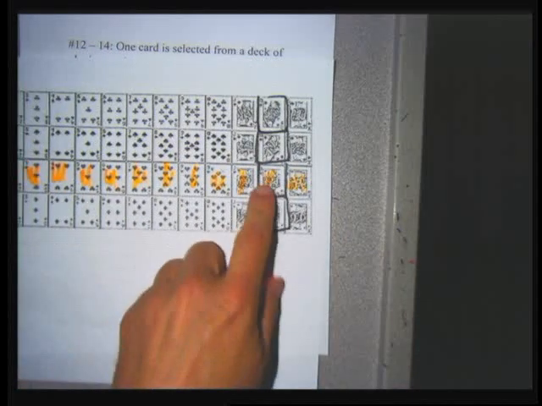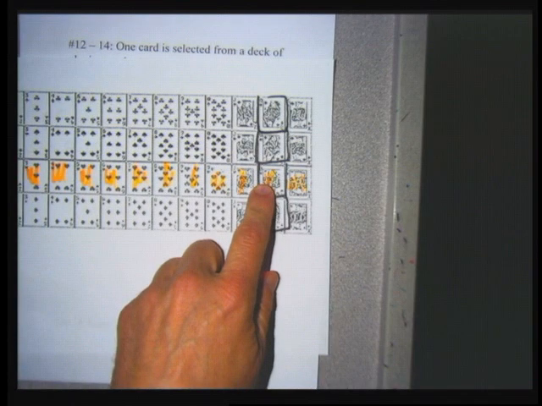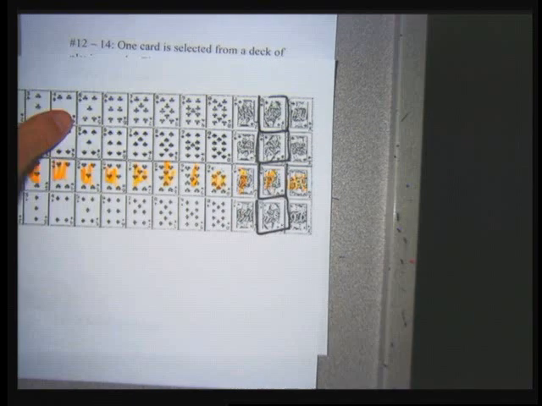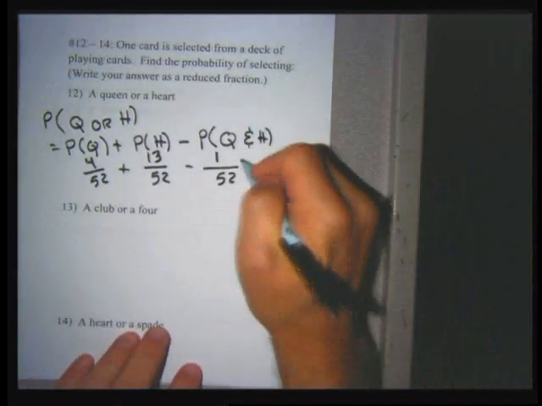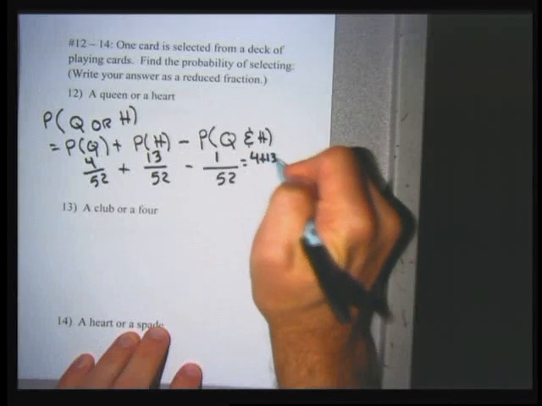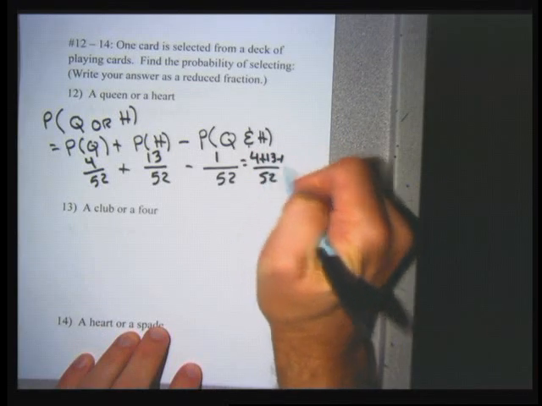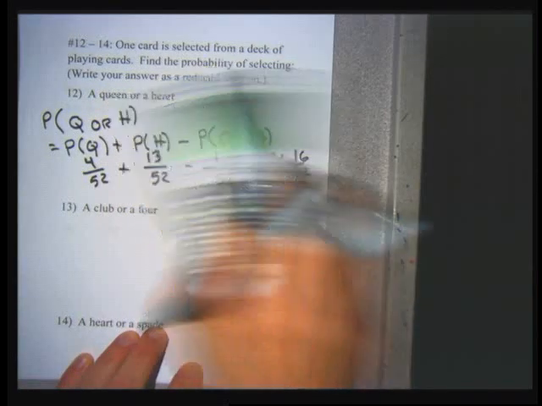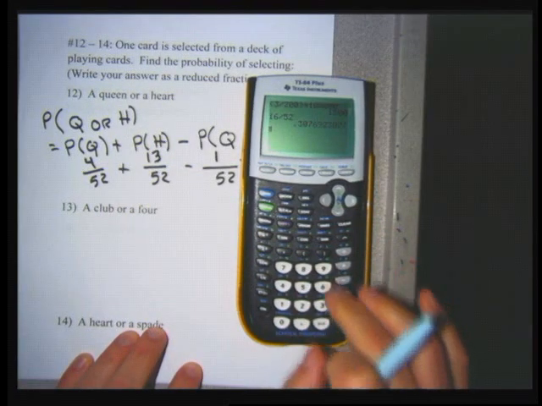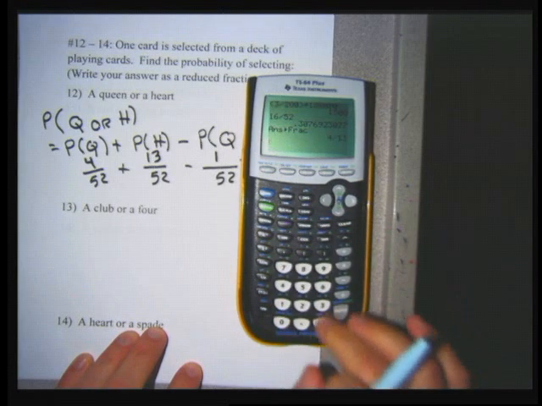The last fraction, I need to subtract out anything that I've double counted, and that would be the one card, the Queen of Hearts. It's marked for the queens and it's marked for the hearts, so that's the probability of getting a card that's both a queen and a heart. That's going to be 1 in 52. Now I'm just going to do the math. This is going to be 4 plus 13 minus 1 over 52. That's 16 over 52. And let me reduce that. So I'll go 16 divided by 52. Math, enter, enter. I'm going to write 4 over 13 for my answer.